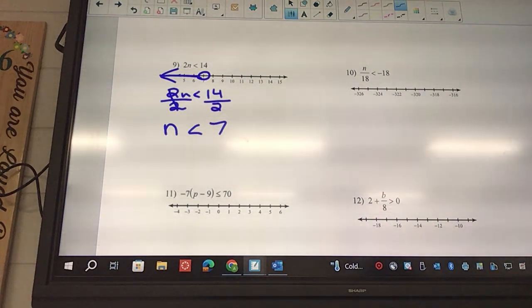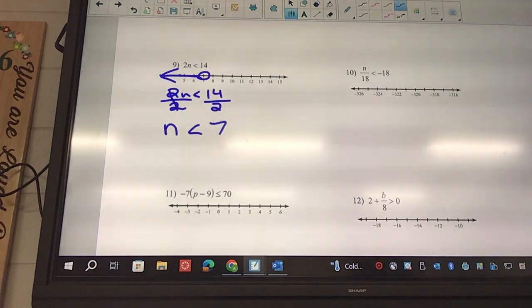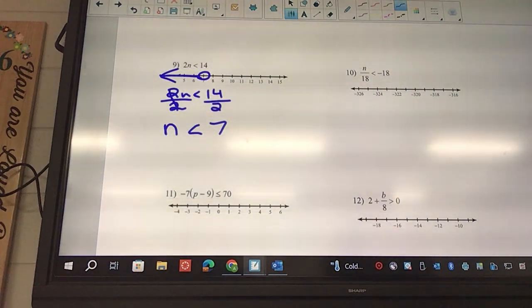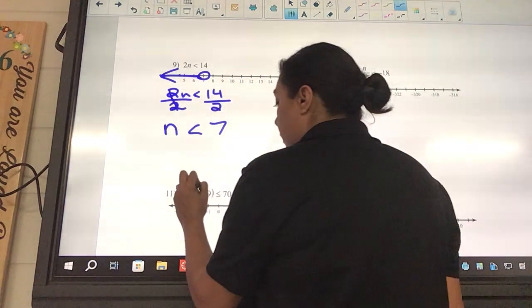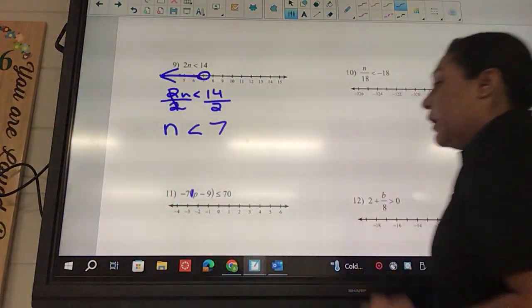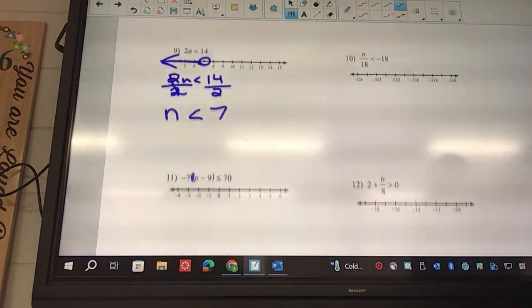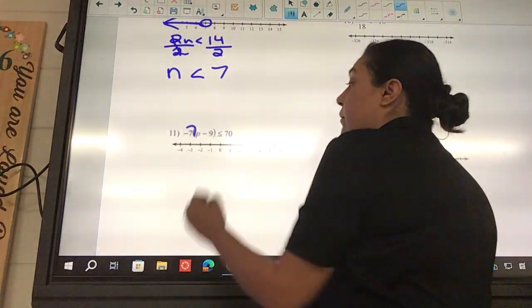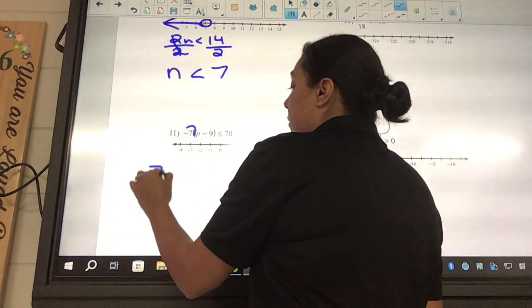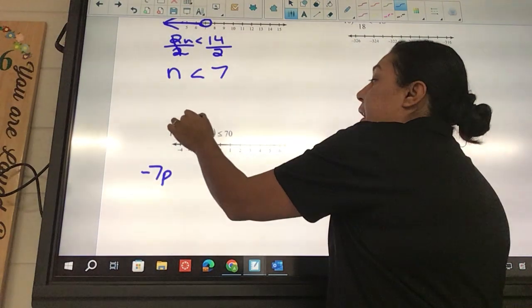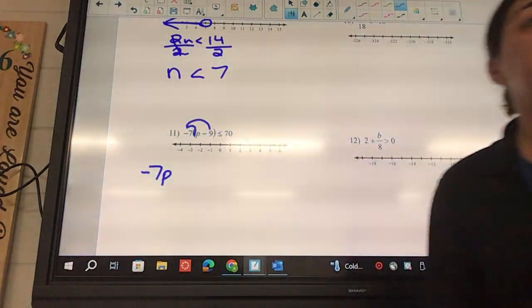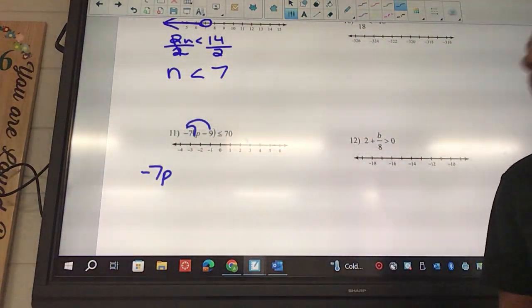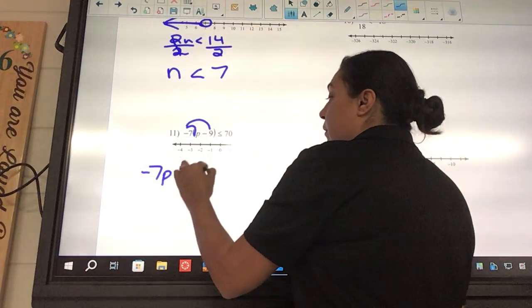Okay, 11. Where can I put a 1? Where should you put a 1? With the P. Okay, and that's just to help you out a little bit. So put the 1 right there. Okay, what do we do with the parentheses? Yeah, so negative 7 times 1. So it'll be negative 7P. Negative 7 times negative 9. Positive 63.